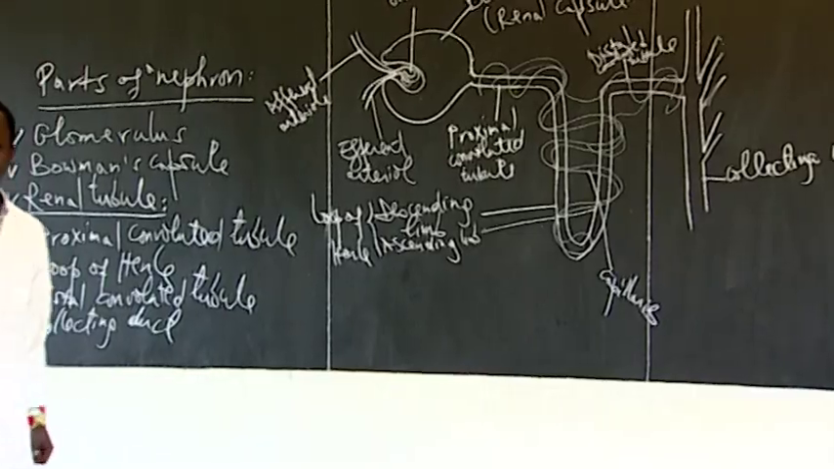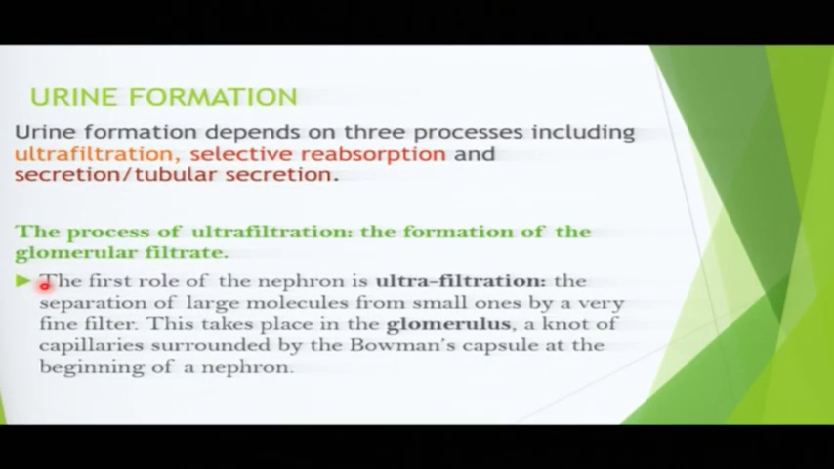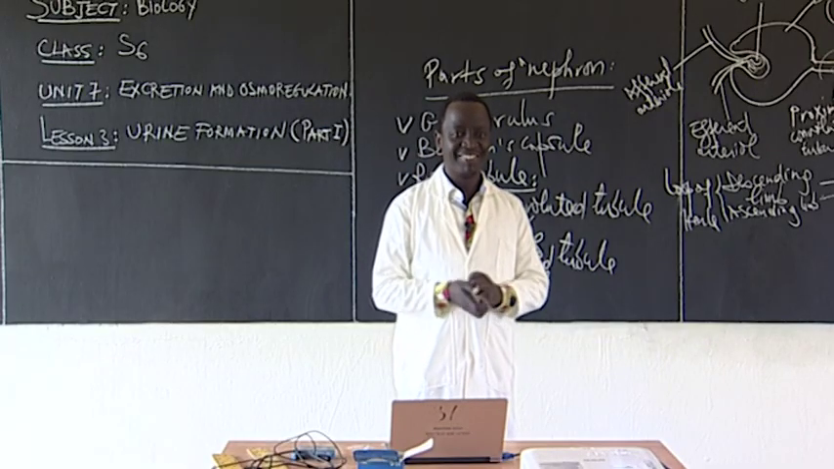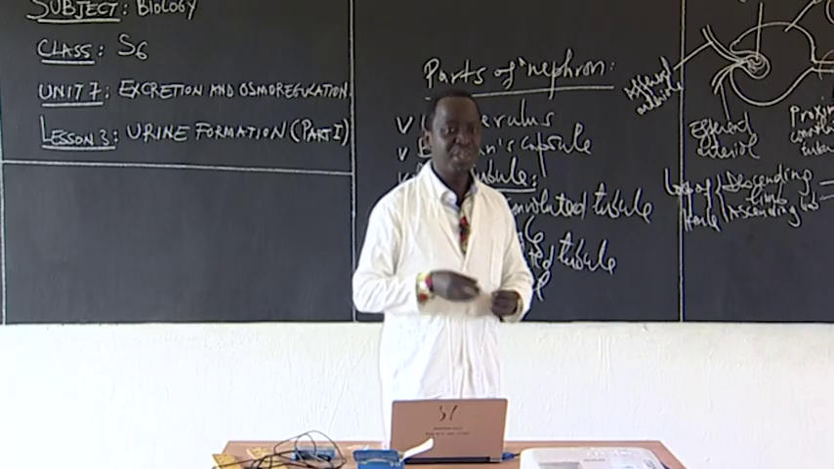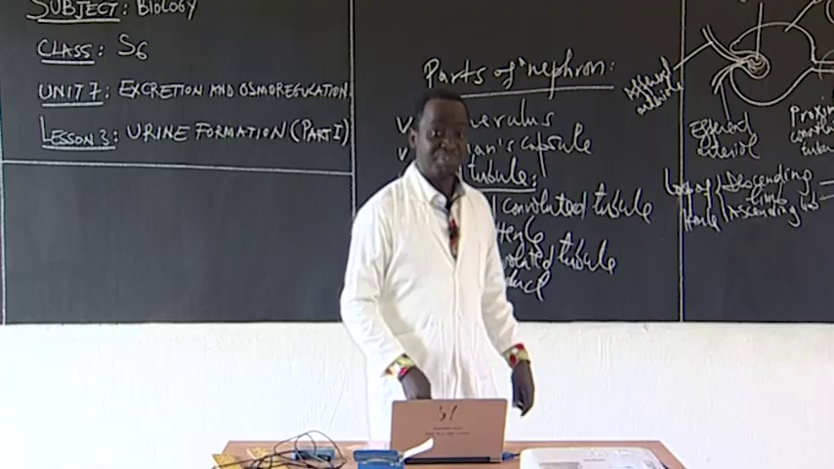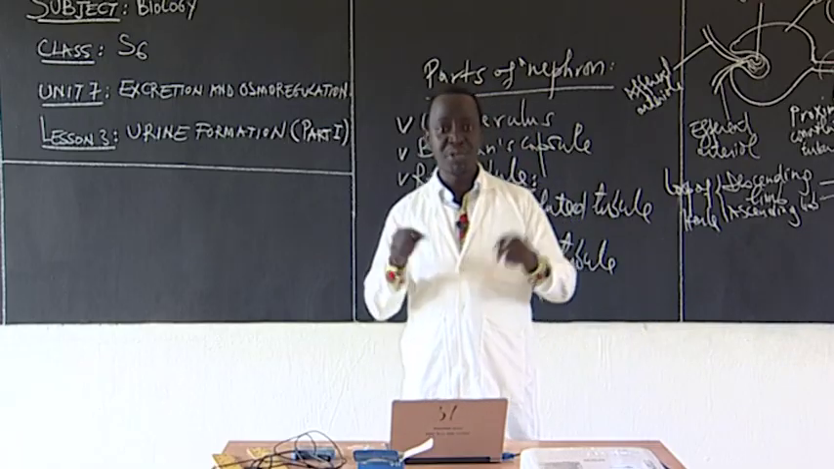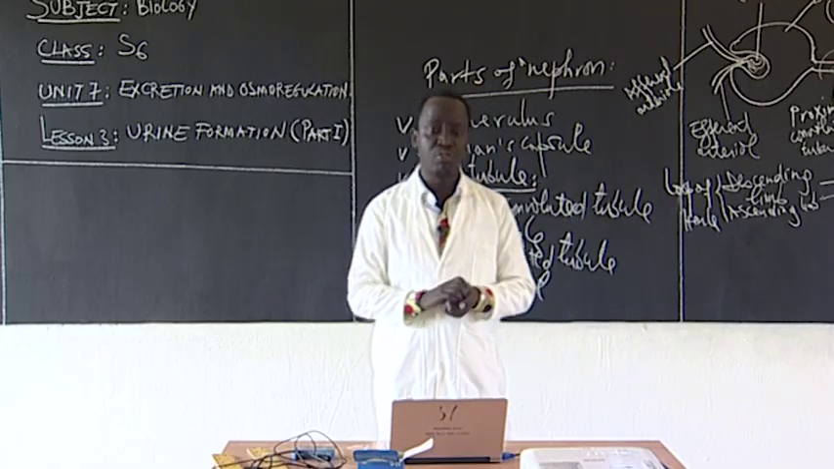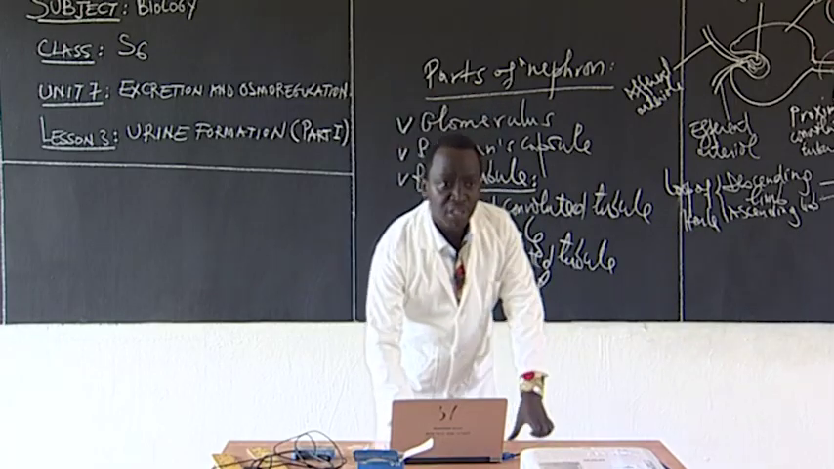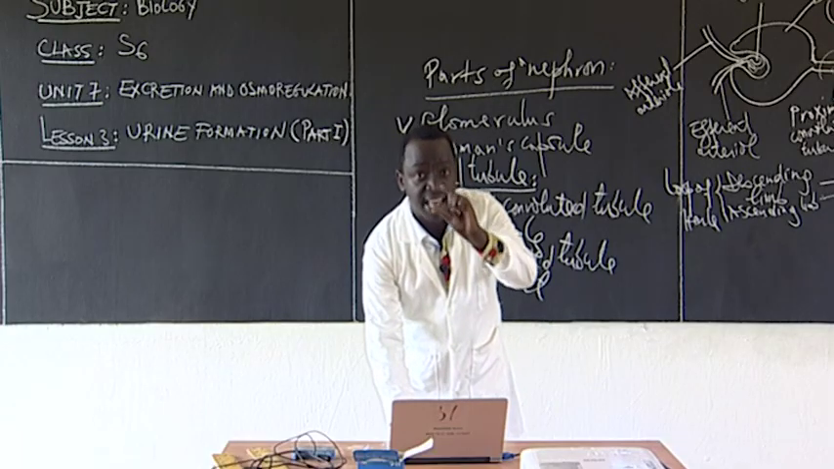Then, let's start the urine formation. You know what urine is, because every day we go to the toilet to release urine. The urine contains waste products, metabolic waste products, which have to be released through the urine. Urine formation occurs in 3 steps, 3 stages.